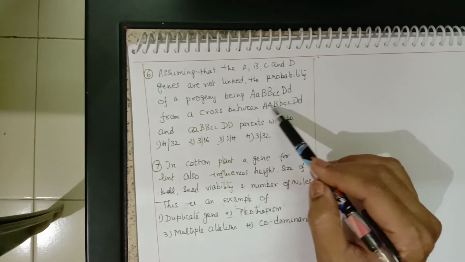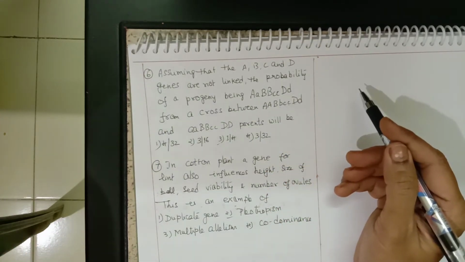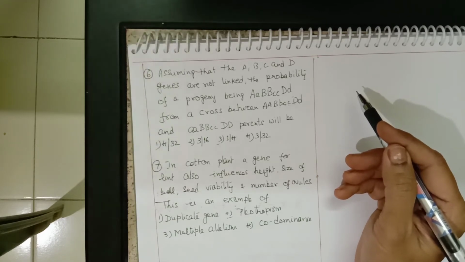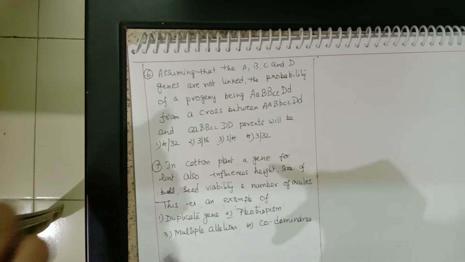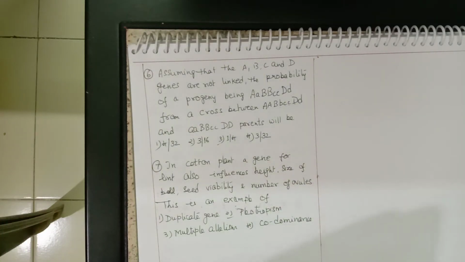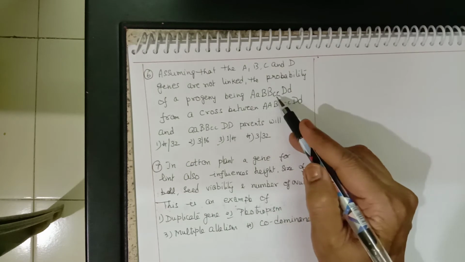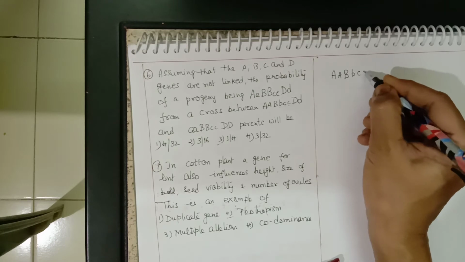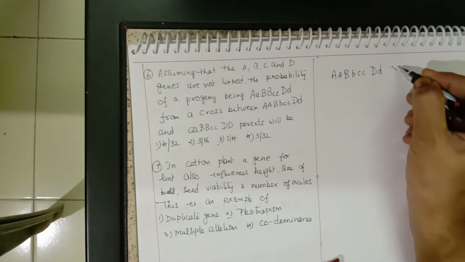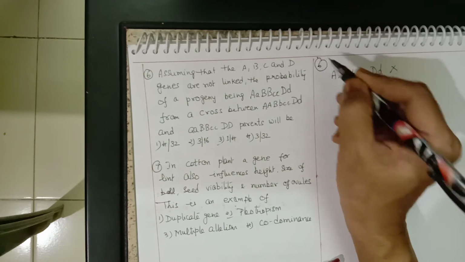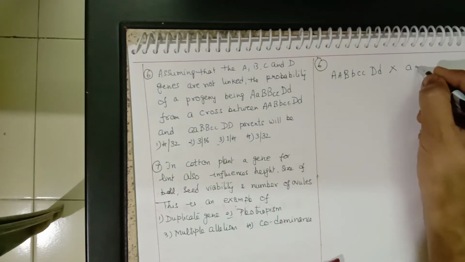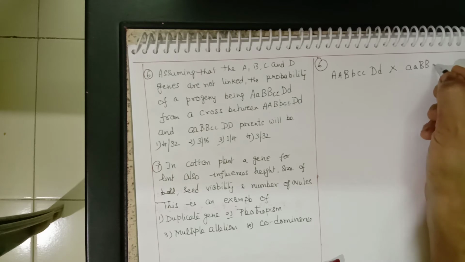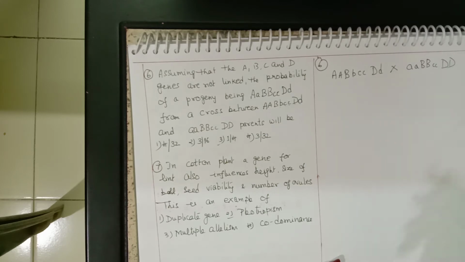The progeny being this one. So here we can show by making a cross. First what you have to find out is the cross here. This is the given, this one crossed with, this is the parent crossed with small a small b, small c, and capital D.